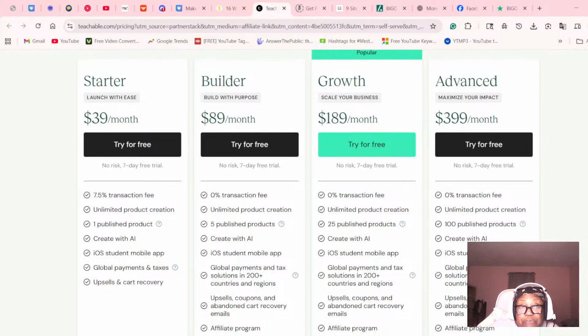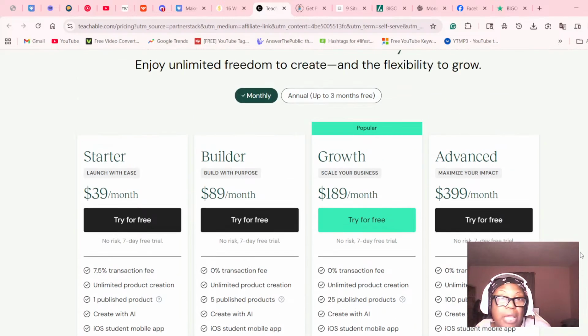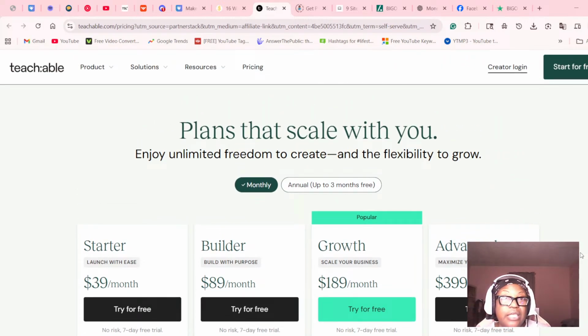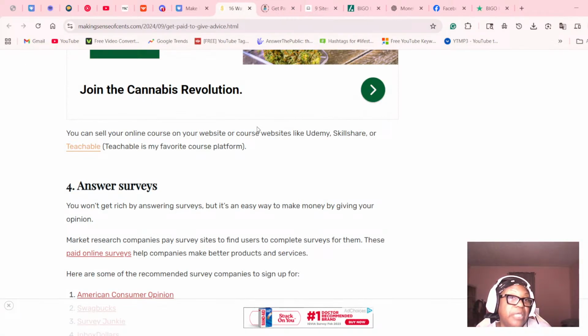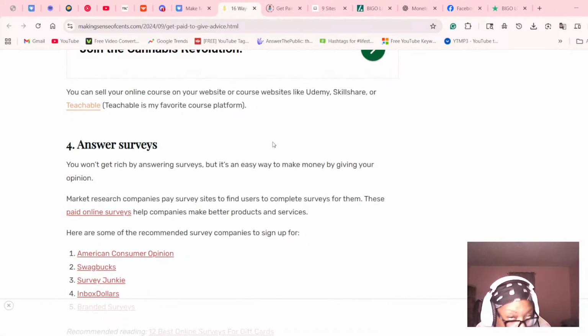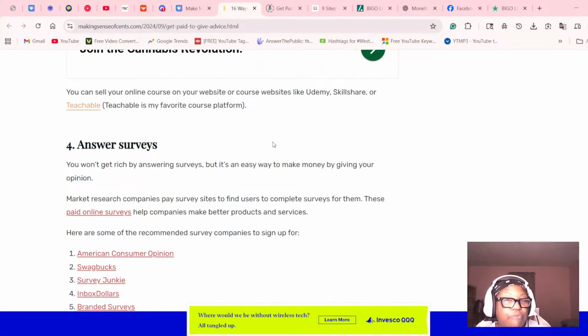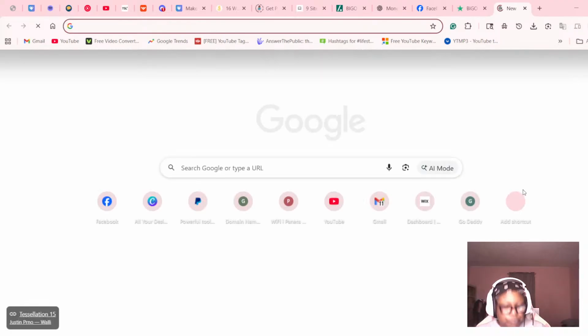Create it with AI if you have issues. iOS student mobile app, global payments and taxes, and upsell and cart recovery. Personally, I would do it on my own website unless I have an audience or unless these people are going to advertise for you. I would say no. That's just me. And it's not because I'm cheap, it's because I'm smart. If I have to pay you $40 a month, you're not going to take a percentage of my earnings as well. That's not going to work for me. However, thousands of people are on Teachable, and there are other sites like Teachable.